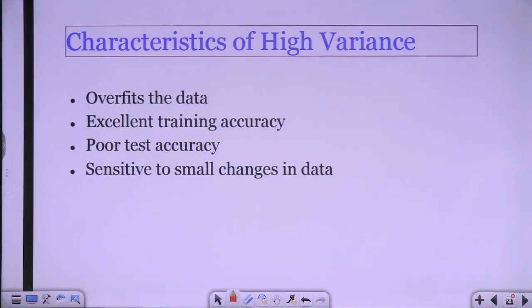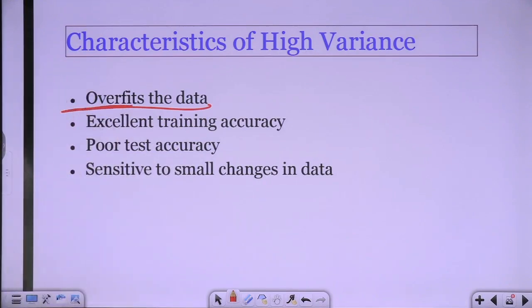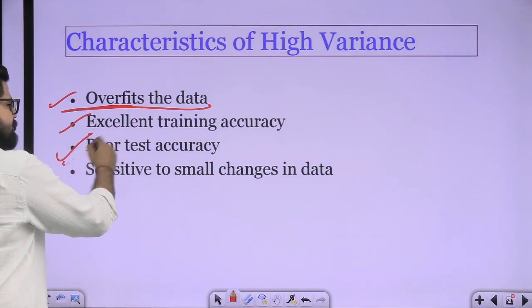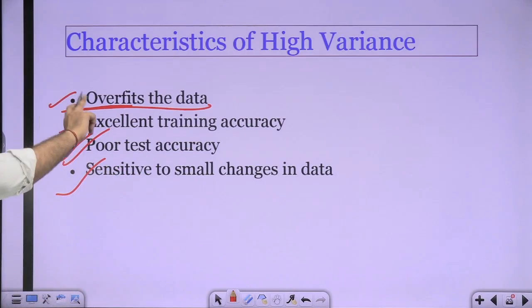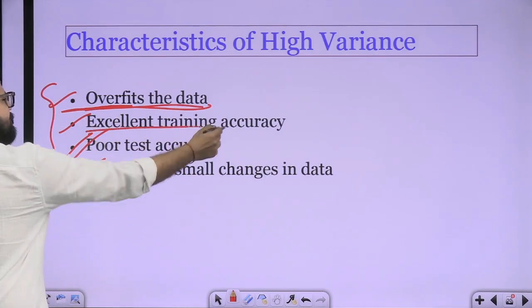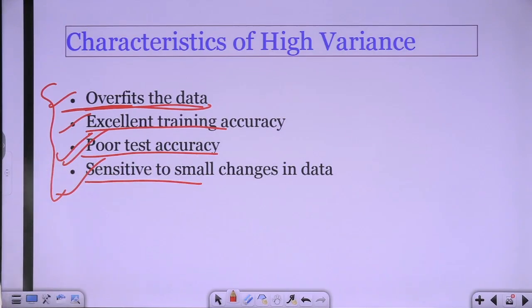Then the characteristics of high variance: it overfits your data. It has excellent training accuracy, poor test accuracy, and is sensitive to small changes in your data. So the characteristics of high variance are: overfit the data, excellent training accuracy, poor test accuracy, and sensitive to small changes in your data as well.